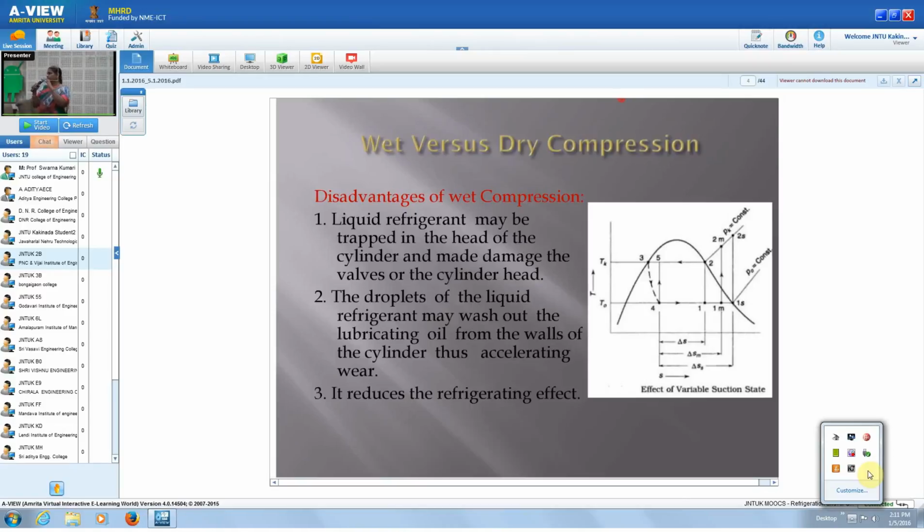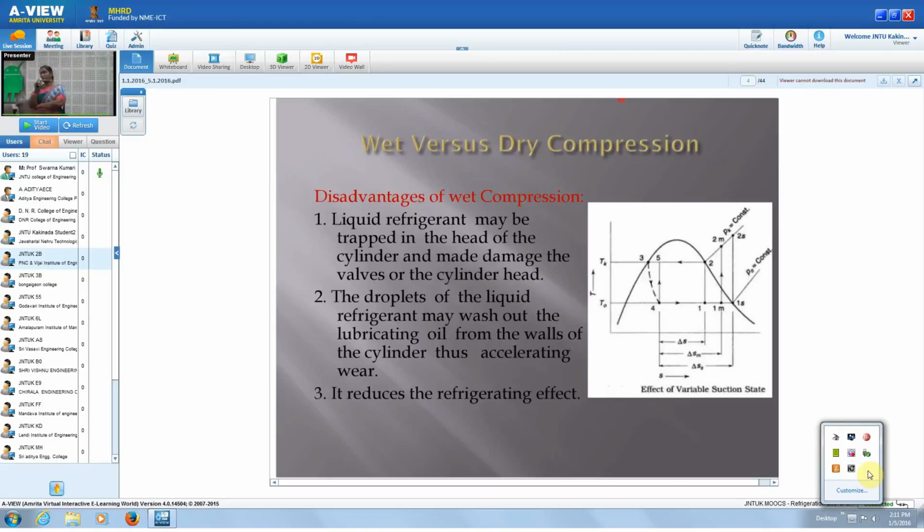Okay. So always, if at the suction of the compressor some wet vapor or wet compression is taking place, there is always a chance of removal of the lubricating oil present, which will again accelerate the wear and tear on the compressor also. Okay. It also reduces the refrigeration effect. Okay. So these are the main disadvantages of wet compression, and dry compression is always preferred.